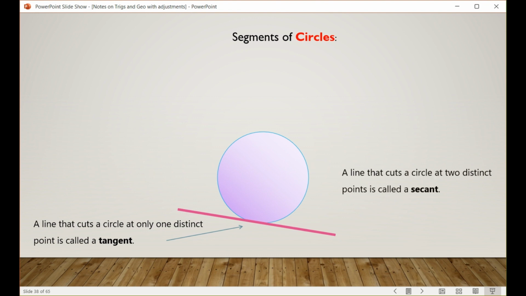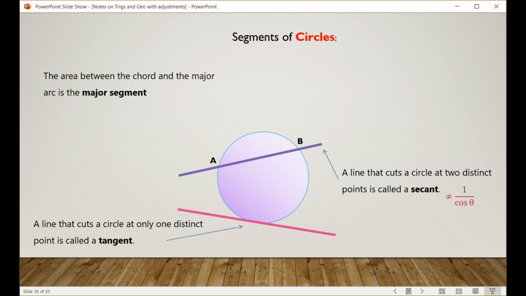A line that cuts a circle at two distinct points is called a secant. From A to B is the chord, and if it's a longer line, it's called a secant. This, however, is not to be confused with what we do in trigonometry. In trigonometry, we are well aware of cosine theta, and 1 over cosine theta is called secant theta or sec theta. So a secant in circles is not to be confused with 1 over cos theta.